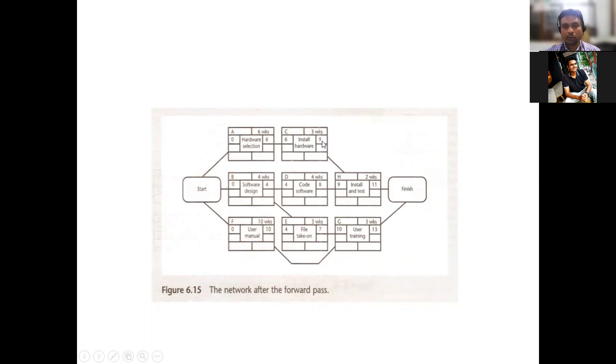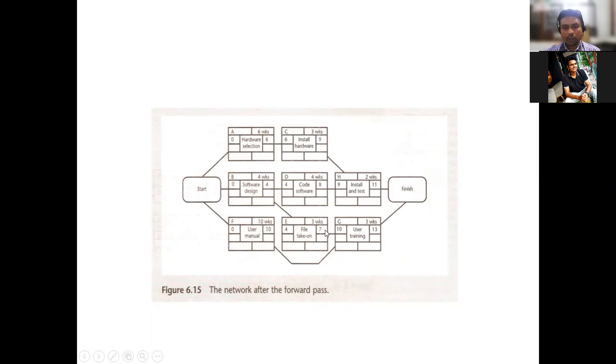So which is the higher value? Out of C and D, C is going to be the higher value, so that we need to consider as the start of this particular H activity. That means the earliest start is going to be the 9th week, and from there, 2 weeks is the duration. So 9 plus 2, 11. So in the 11th week, we are able to finish it.